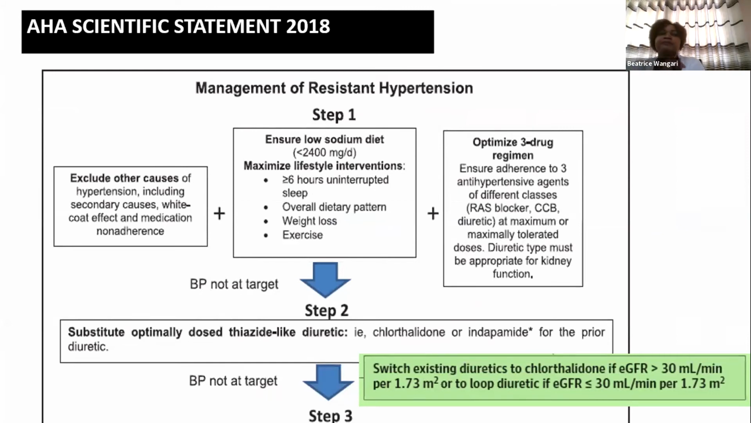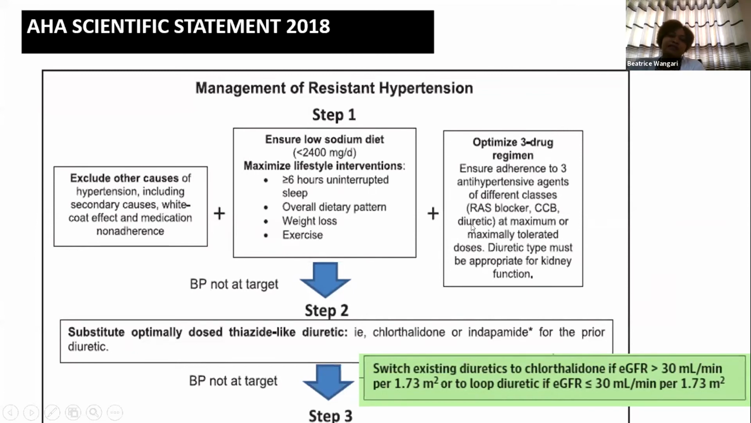Now, when it comes to treatment, once you have confirmed true resistant hypertension and you have excluded the other causes of pseudo-resistance, then it is important for you to emphasize lifestyle interventions. That is issues to do with weight loss, physical activity, sodium restriction, low sodium diets, and optimizing what the patient is already on, the initial 3 drugs, including a diuretic.